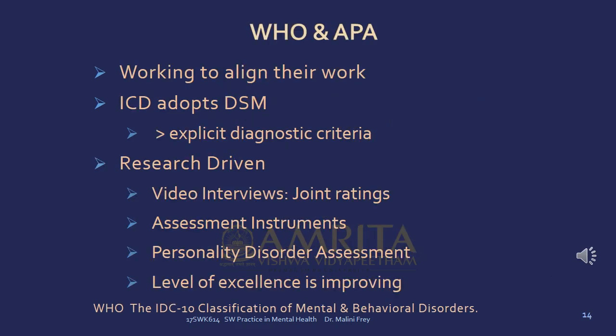The WHO, the World Health Organization, is the organization that has sponsored the ICD. And the APA is the American Psychiatric Association, which is the association that has come up with the DSM. Both of these books, the DSM and ICD, are the globally most highly accepted and respected books related to documentation and classification of mental disorders. Now they're starting to bring their work together. They're learning from each other. They have explicit diagnostic criteria, and their work is research driven.